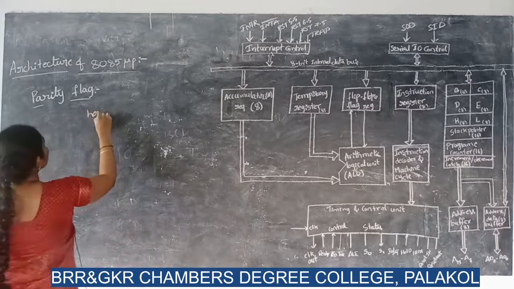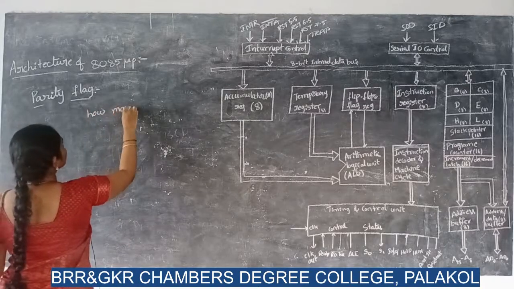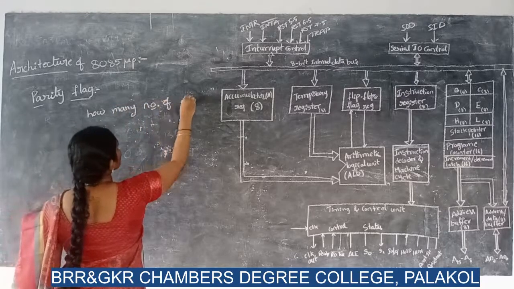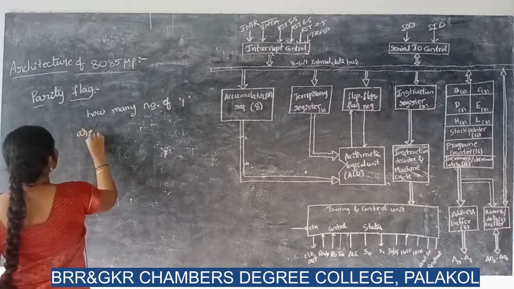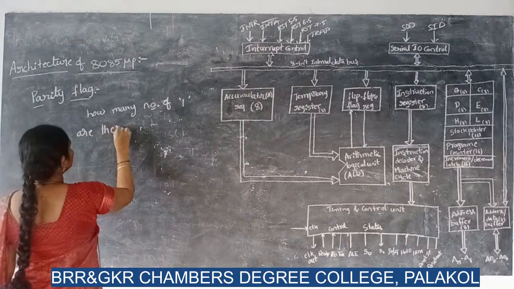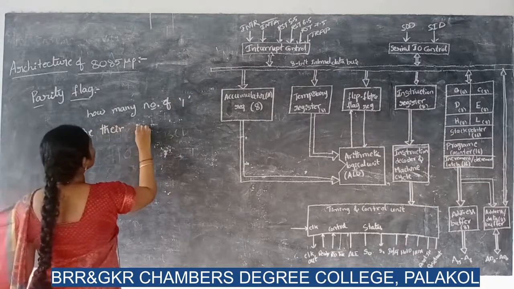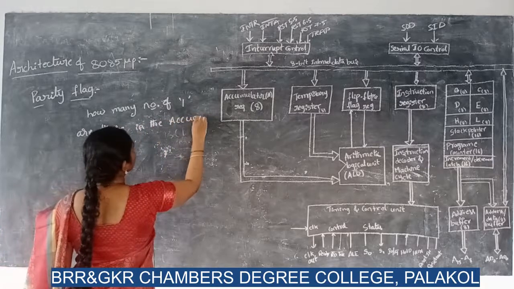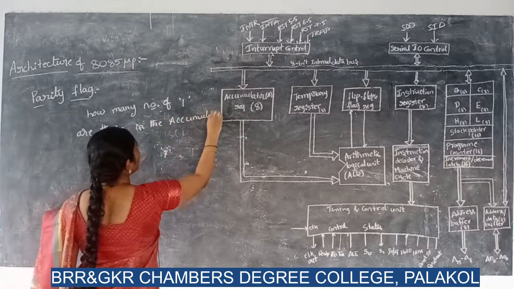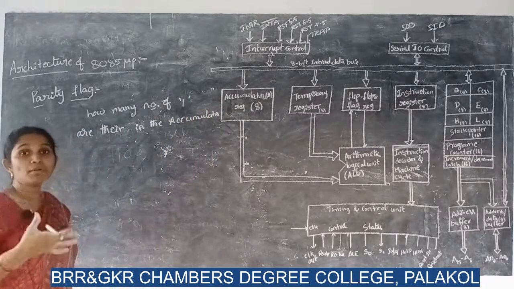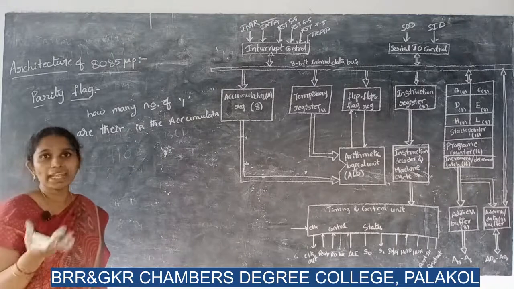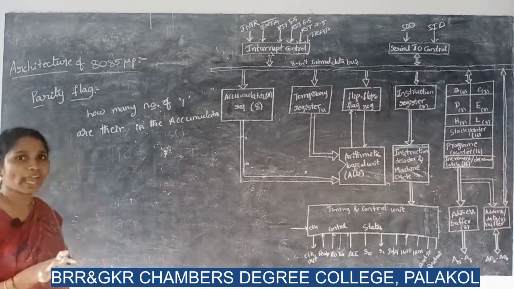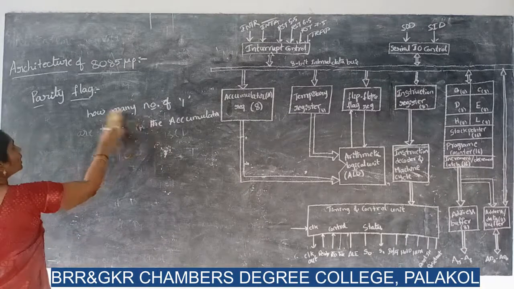So the parity flag is defined by how many ones are there in the accumulator. An even number of ones is an even parity. An odd number of ones is an odd parity. So likewise, next after that, the carry flag.